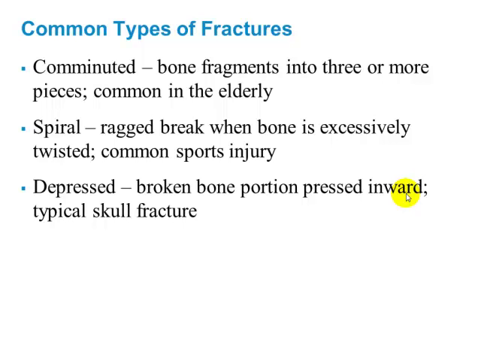A spiral fracture is where the bone is twisted and the break occurs in many planes, in a spiral staircase way around the bone. Then we have a depressed fracture. This is where you have a bone that's sitting around something, usually like the skull, and the bone gets broken inward.